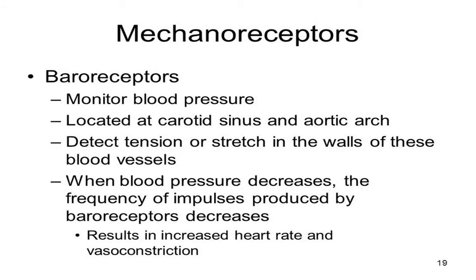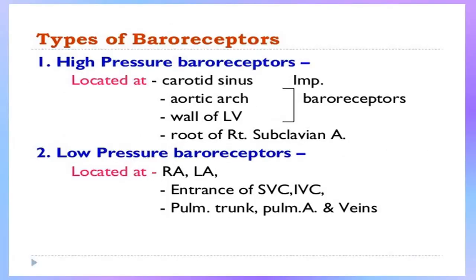Now the baroreceptors, their function is to monitor blood pressure. As I told you, they are located in the carotid sinuses or in the sinuses of the carotid artery and in the aortic arch. Their function is to detect tension or stretch in the walls of these blood vessels. When the blood pressure decreases, the frequency of impulses produced by these receptors decreases, which results in increased heart rate and vasoconstriction. There are two types of baroreceptors: high pressure baroreceptors and low pressure baroreceptors.